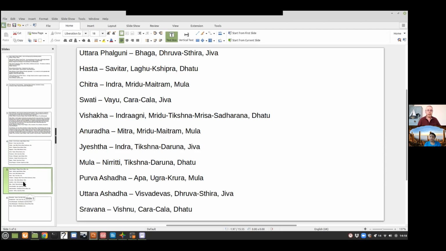Chitra and Jeshta and Shatabisha are all three, in terms of Taittiriya Brahmana, connected to Indra. And Indra is referred to as the conqueror. And Indra was given his status as the king of the gods through conquering his senses. So with Chitra, Jeshta, and Shatabisha, there's always the concept of right perception.